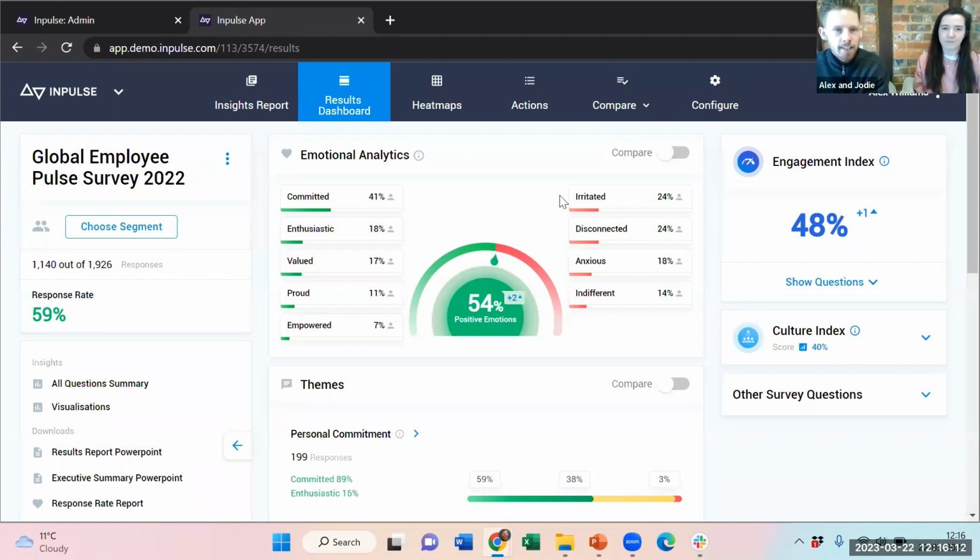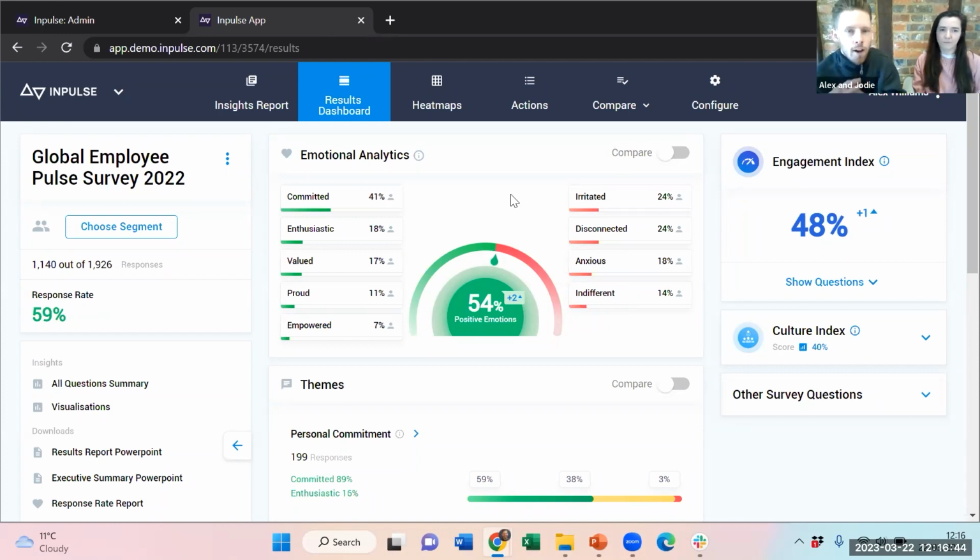The first thing we're going to hone in on specifically is this emotional analytics section here in the middle. What we can see is the percentage of respondents that chose each emotion. I've got the positive emotions on the left-hand side and the negative emotions on the right-hand side. Here is the percentage, out of all emotions, which of those are positive. And bear in mind, people can choose more than one emotion. As Jodie mentioned, they can choose up to 2. So these will add up to more than 100% when you add them together.